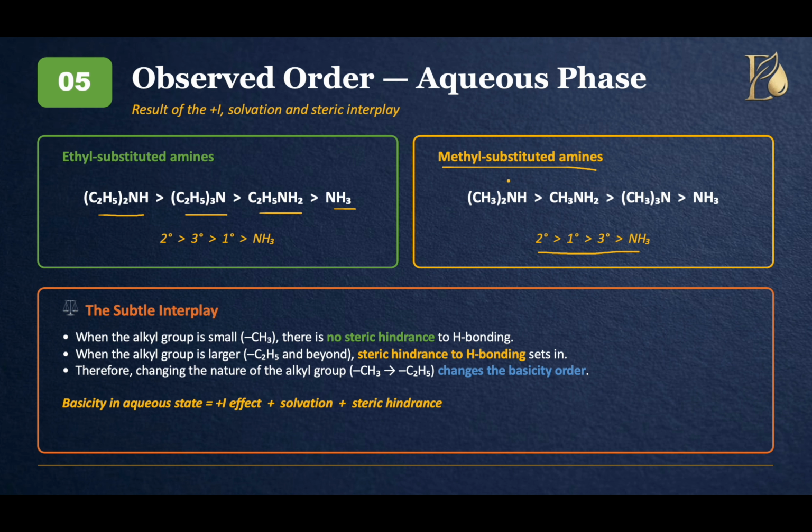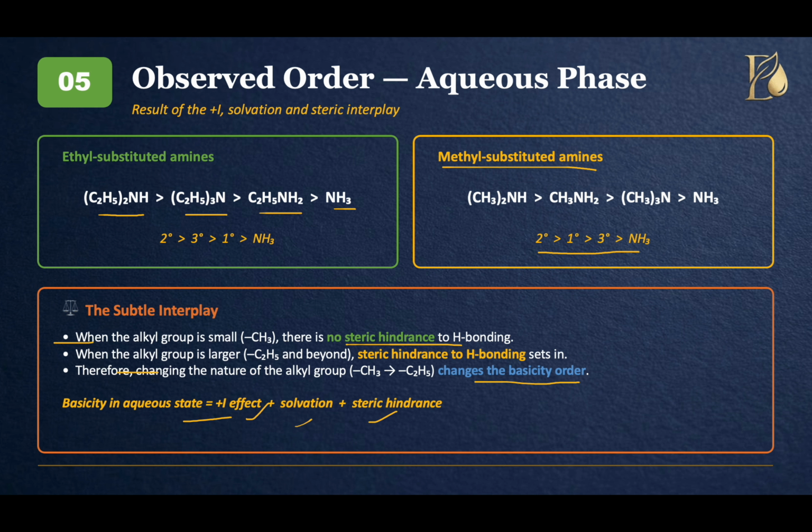So learners, this is a complete explanation for the basicity order of alkyl amines in aqueous medium. Finally, we can say that when the alkyl group is small, there is no steric hindrance to hydrogen bonding. When the alkyl group is larger, steric hindrance to hydrogen bonding sets in, and therefore changing the nature of the alkyl group, for example CH3 to C2H5, changes the basicity order. So basicity in the aqueous state depends upon three factors: plus I effect, solvation effect and steric hindrance.